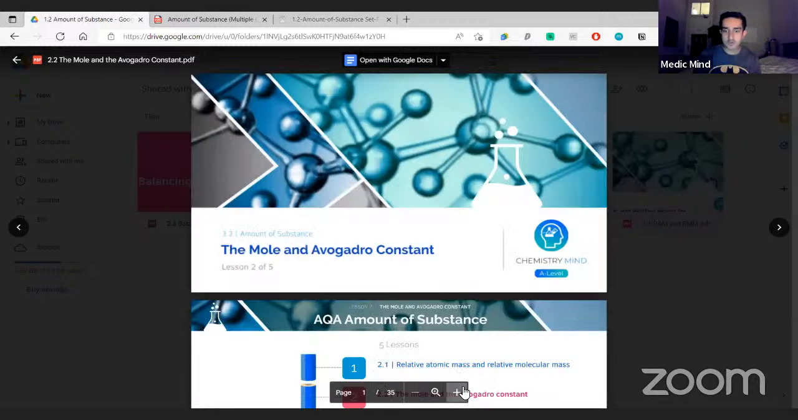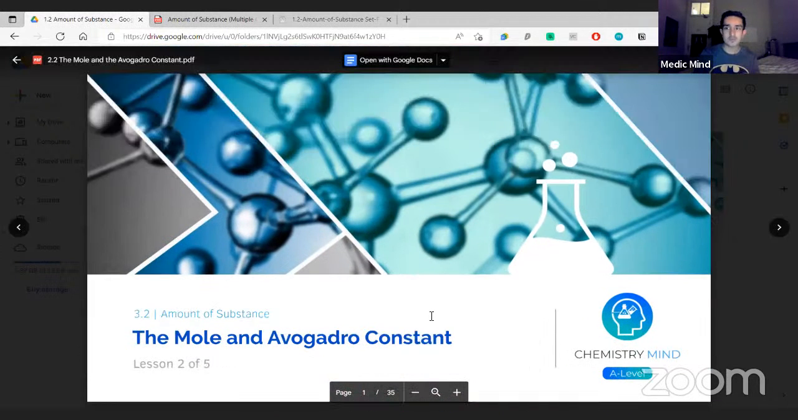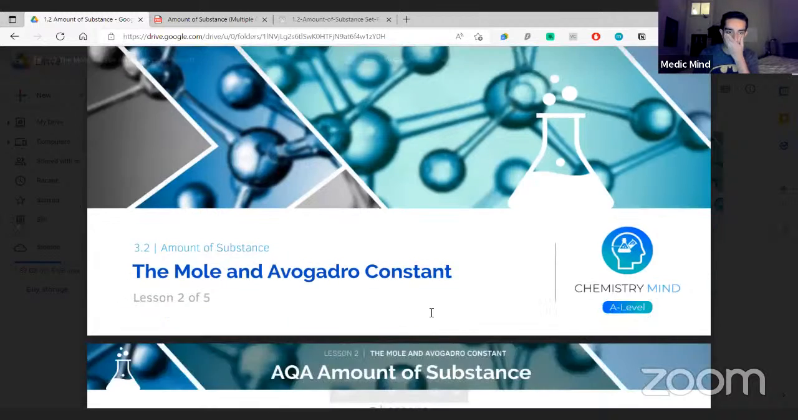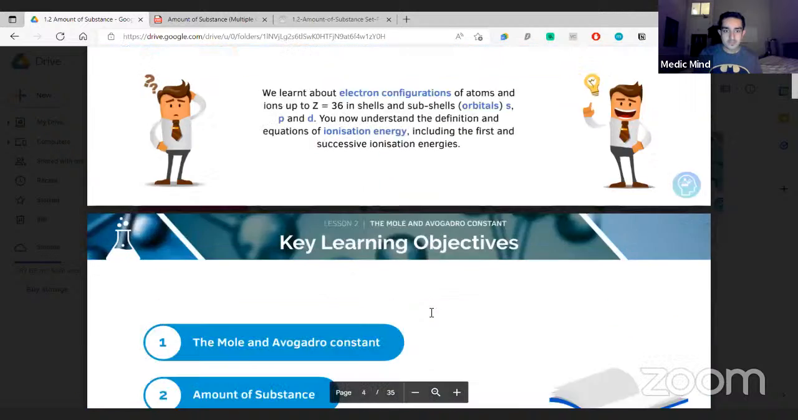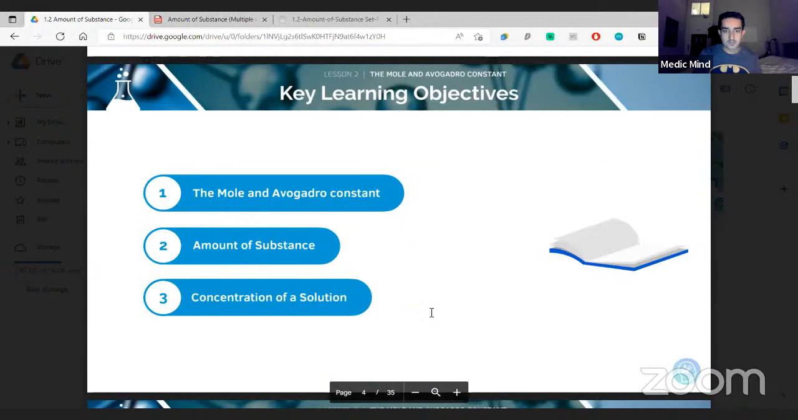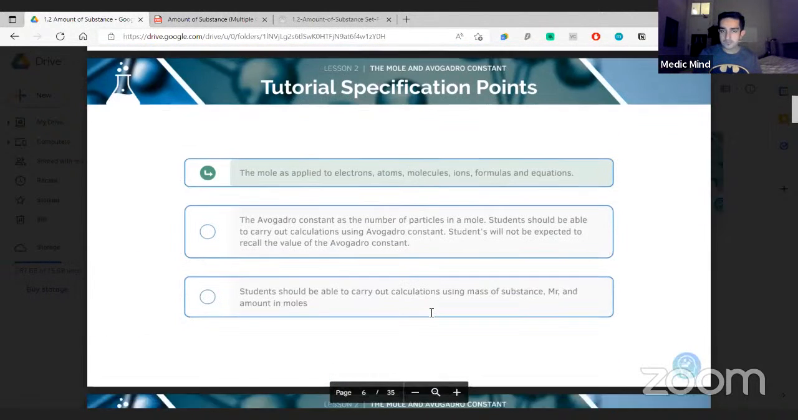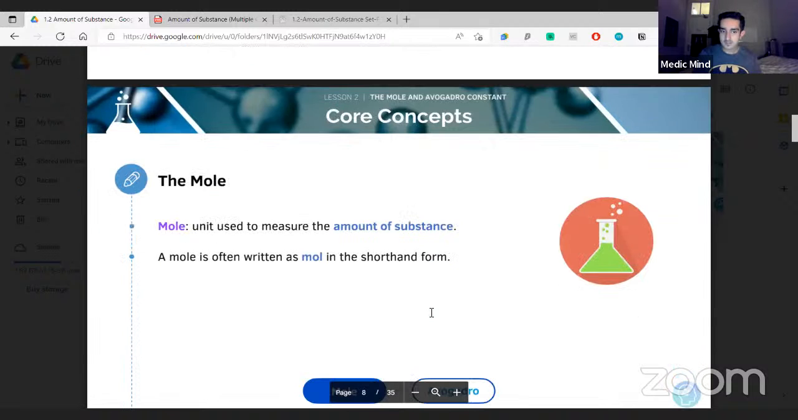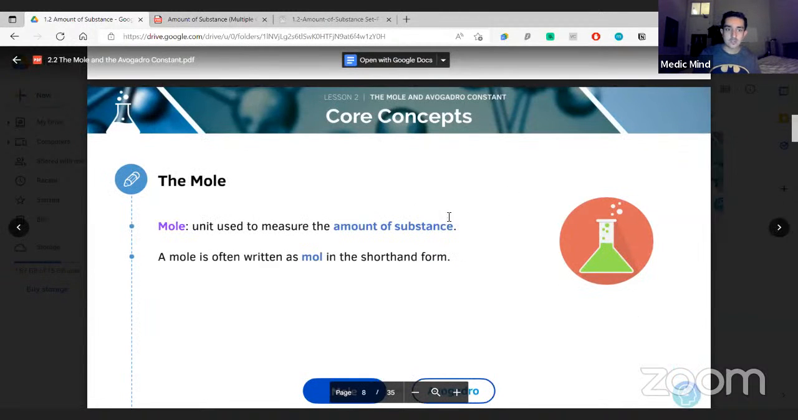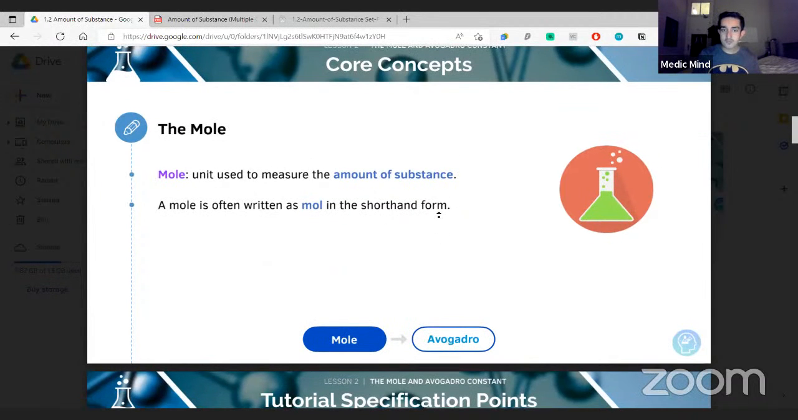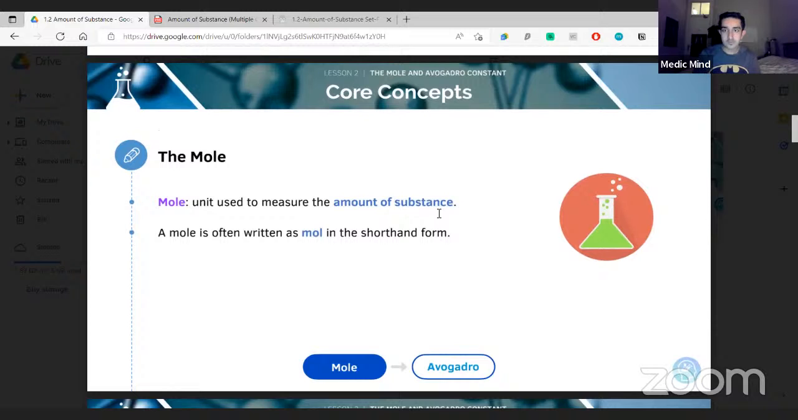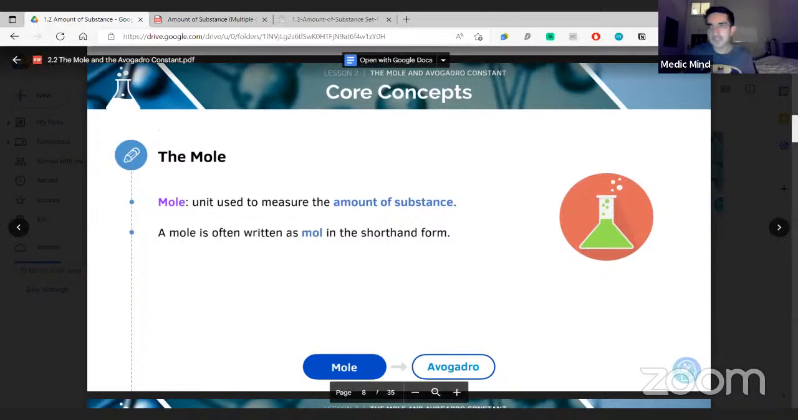We're going to get into slightly more complex chemistry or slightly more complex amount of substance work, the mole and Avogadro's constant. So the mole, what is the mole? A mole is a unit used to measure the amount of substance. It's often written as mol in shorthand form, but what actually is a mole?